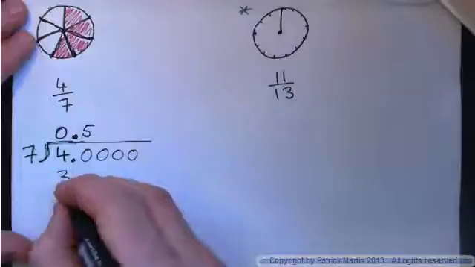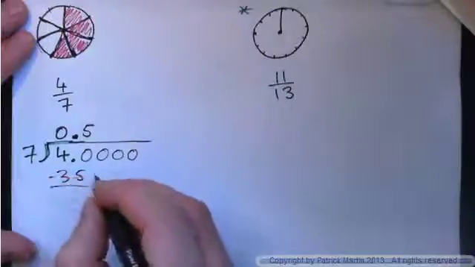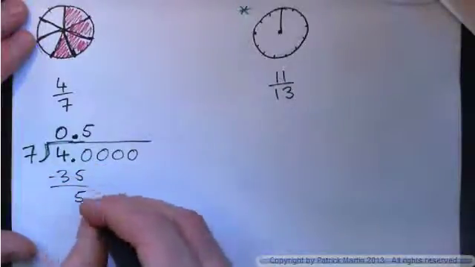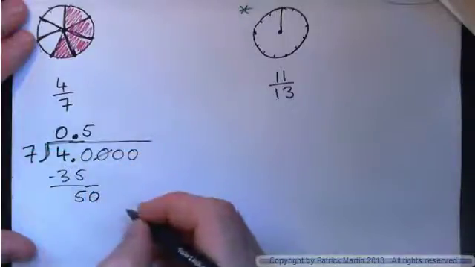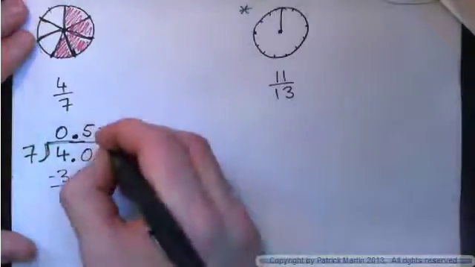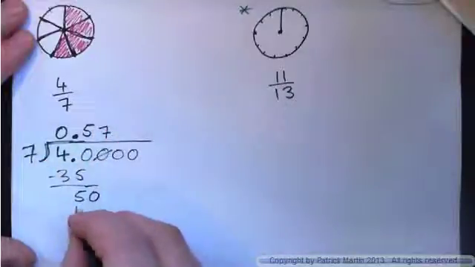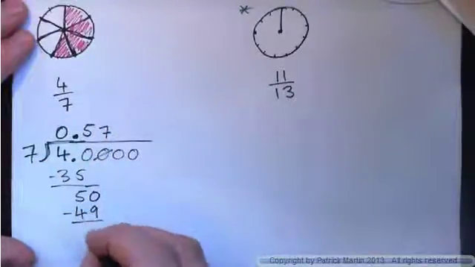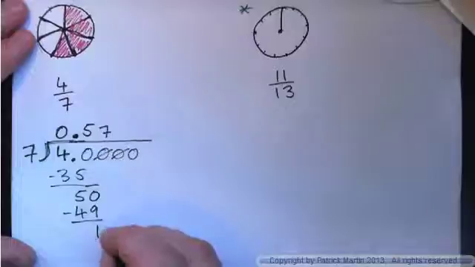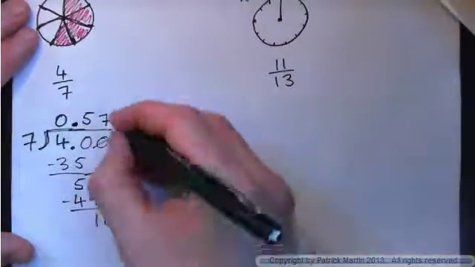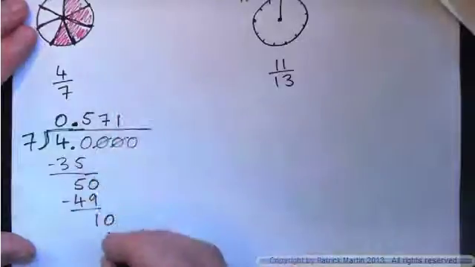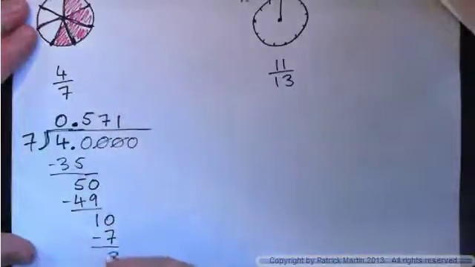5 times 7 is 35, and then subtract. And we get 5. Bring this 0 down. 7 into 50 goes 7 times. 7 times 7 is 49. And subtract, and we get 1. Bring a 0 down. 7 into 10 goes how many times? Once. 1 times 7 is 7. Subtract, and I get 3, and bring the 0 down. 7 into 30. Hold on a second.